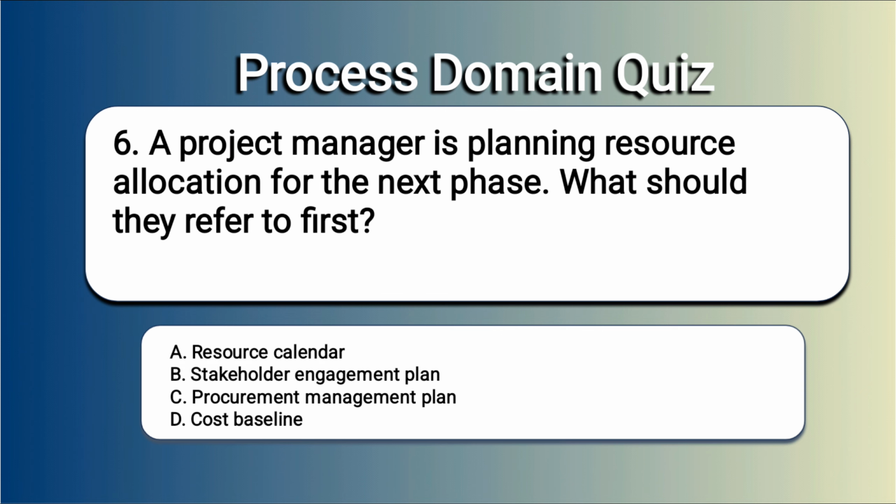Six. A project manager is planning resource allocation for the next phase. What should they refer to first? A. Resource calendar. B. Stakeholder engagement plan. C. Procurement management plan. D. Cost baseline.